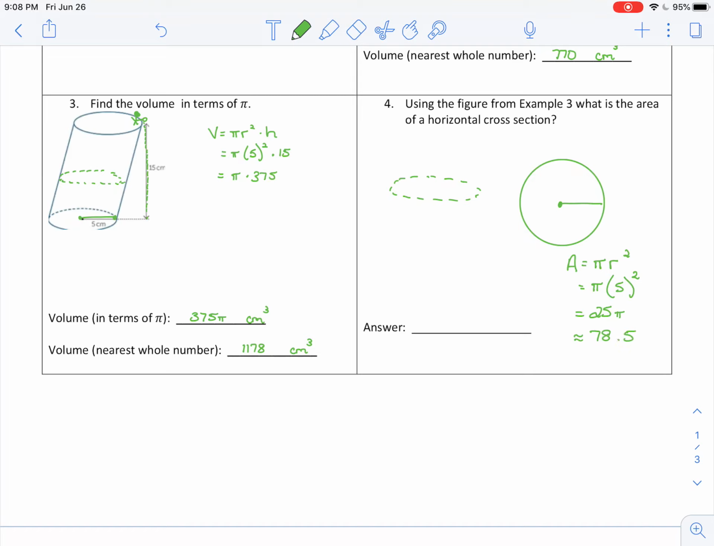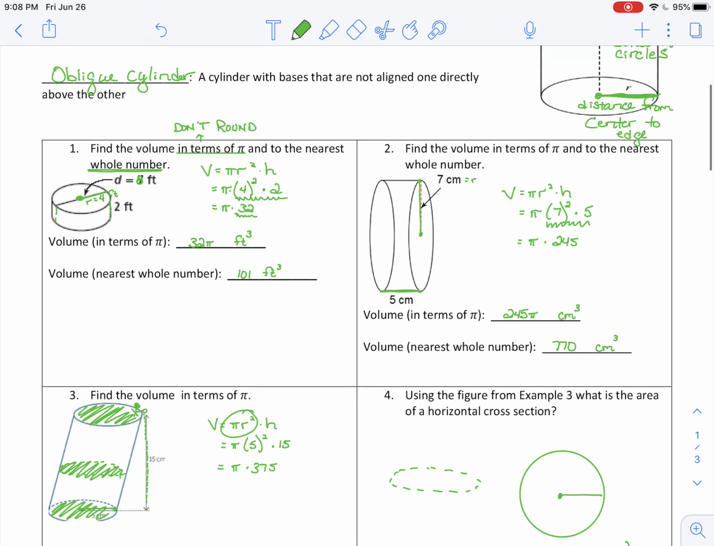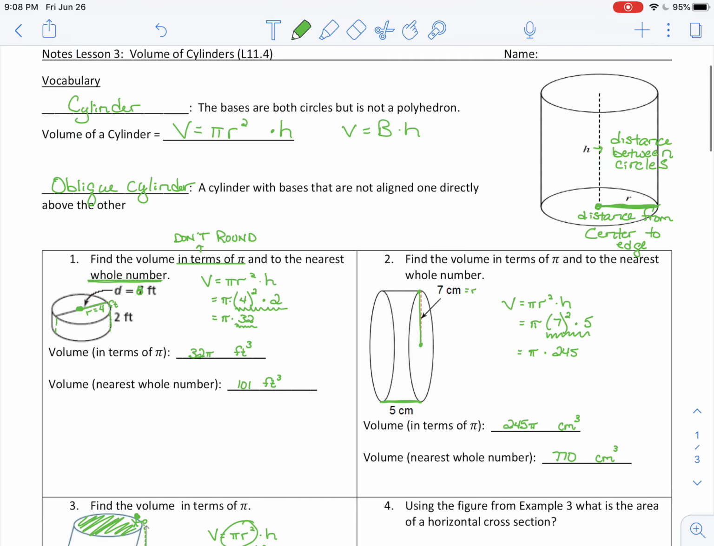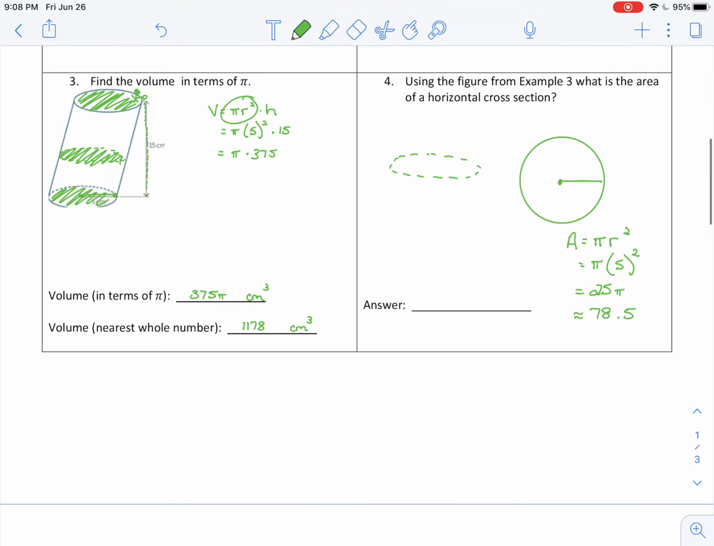But we kind of didn't need to do this work because pi r squared is the area of the base. The area of this base will be the same as the area of that base, will be the same as the area at any cross section. That's the thing about oblique cylinders. It's just like if it's not oblique, any of those chunks will be the same, which is why the volume formula still works.